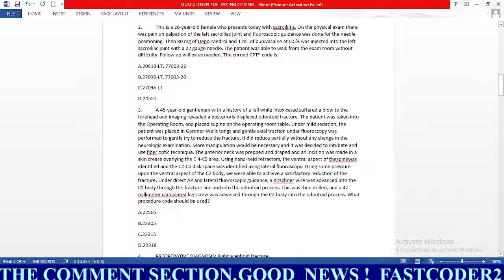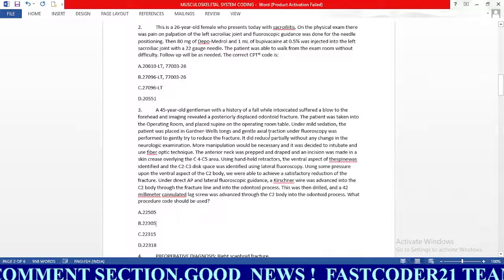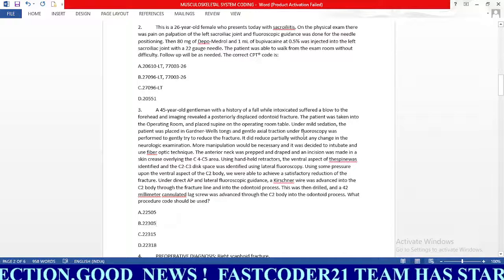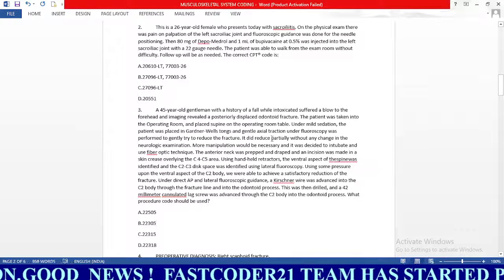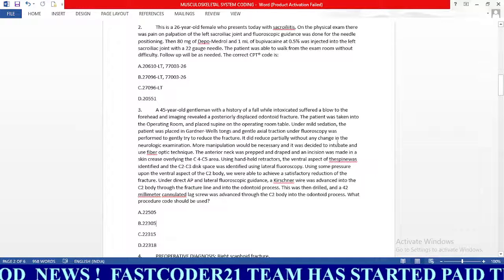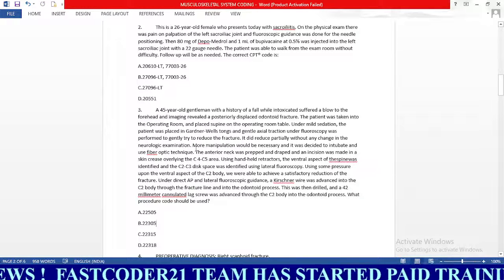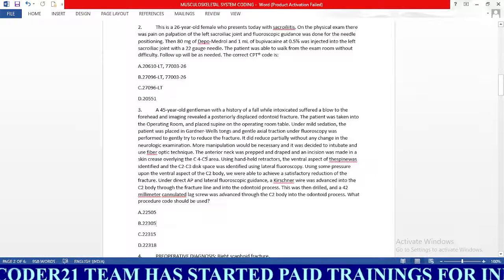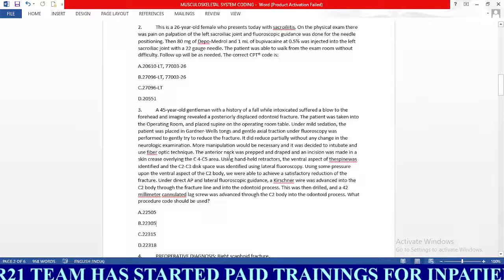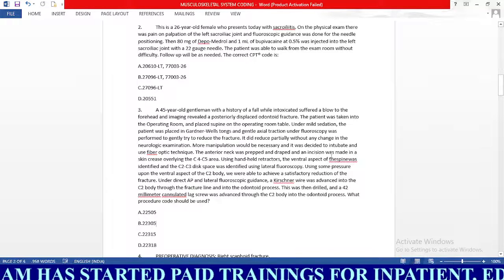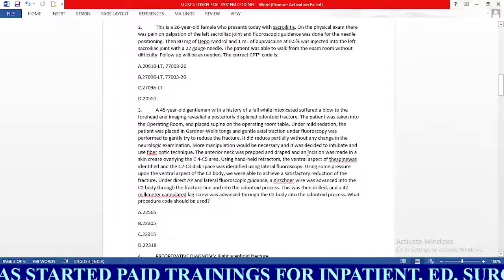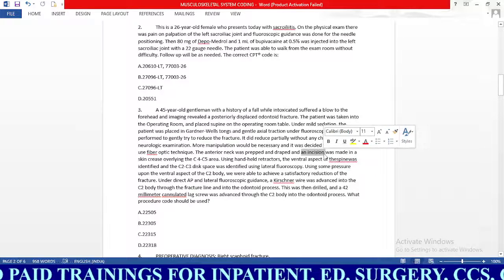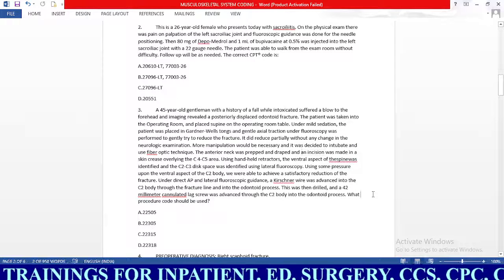Under mild sedation, the patient was placed in Gardner-Wells tongs and gentle axial traction under fluoroscopy was performed to gently try to reduce the fracture. Here fluoroscopy is the keyword. It did reduce partially without any change in the neurologic examination. More manipulation would be necessary, and it was decided to intubate and use a fiber optic technique. The anterior neck was prepped and draped and an incision was made in the skin crease. Here the physician is making the incision, so we need to consider it an open procedure.